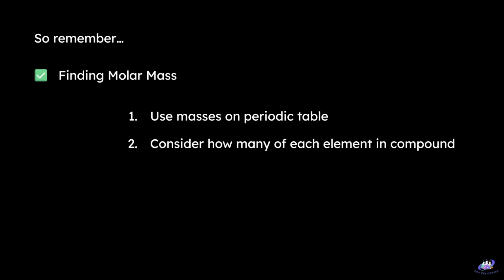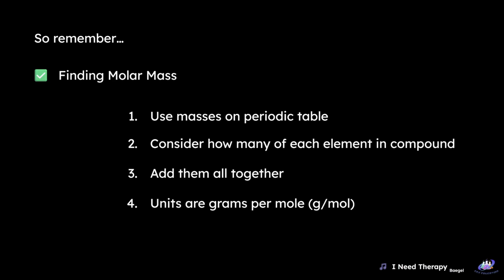So remember, whenever we're finding the molar mass, we want to use the atomic mass listed on the periodic table. Consider how many of each element are inside of our compound, and then add them all together. And our units are always grams per mole.